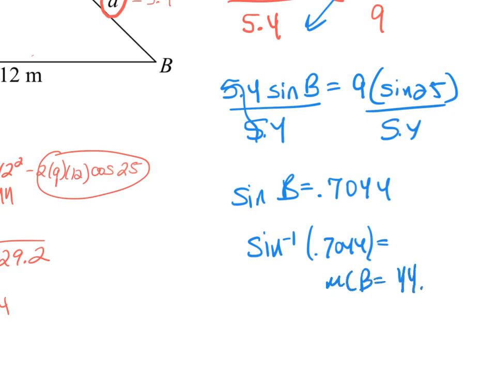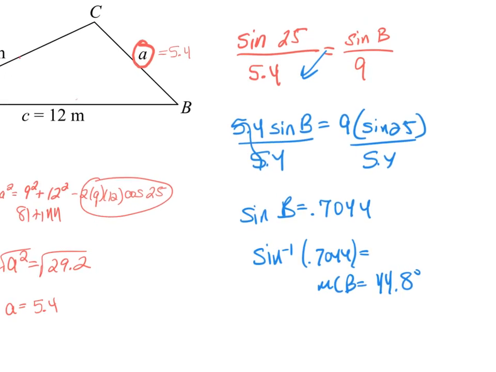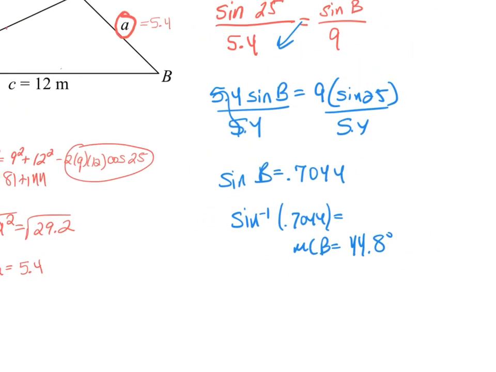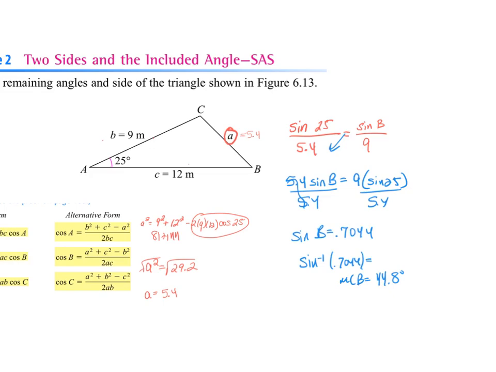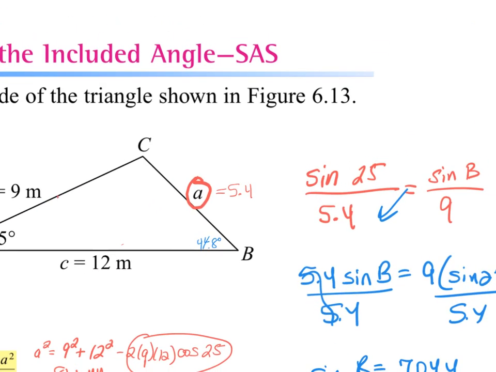So what is the measure of B if I do second sine 0.7044? 44.8. Okay. No, what did you do, the 9 times sine of 25? Why did I do that? No. Oh, wait, never mind. Okay, I understand. So we found that B was how much did we say? 44.7. 44 point, we'll say 8.